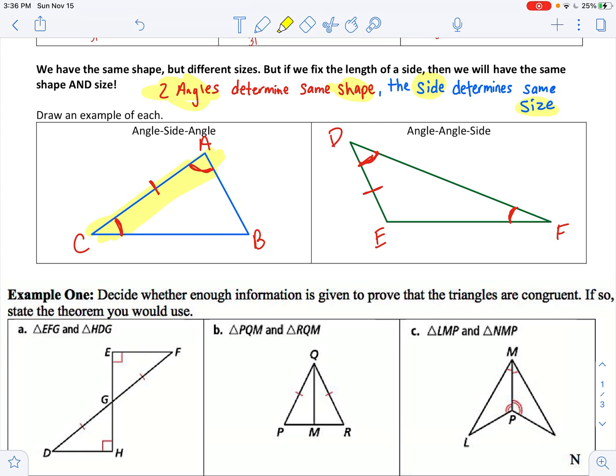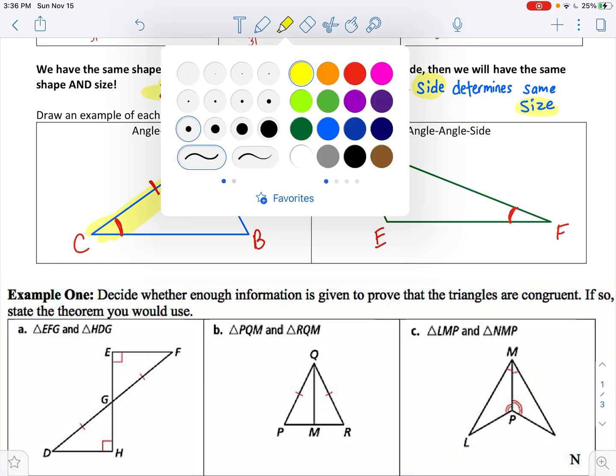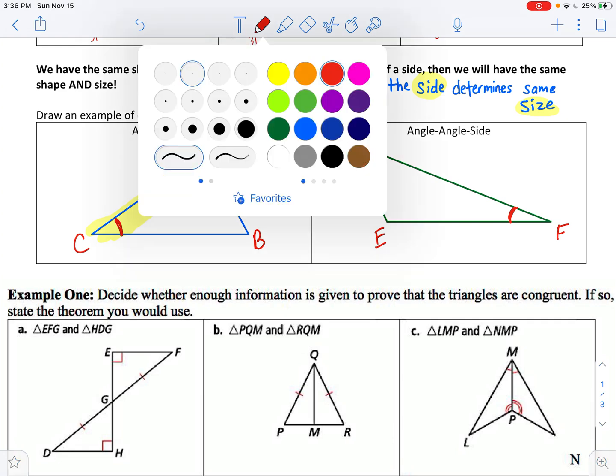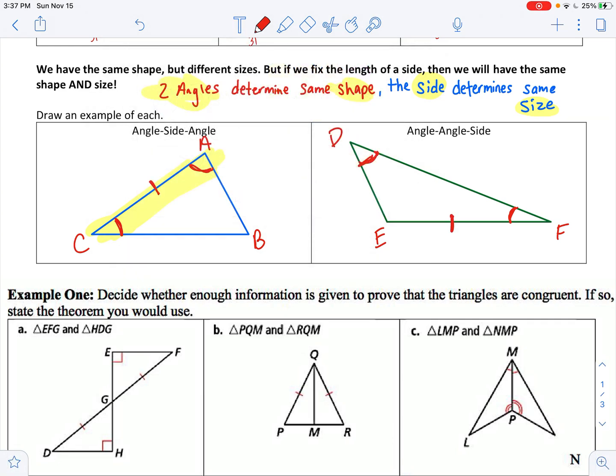Or here we have two angles in a row and then a side, so the side is not in between them. If I look at my picture, here's my two angles, and the side is not between them. It's over here, and it could be over here. It doesn't have to be on the left side. It could be down on the bottom there. I would still have angle, angle, side. As long as it's not in the middle, that's how I determine that it's angle, angle, side.